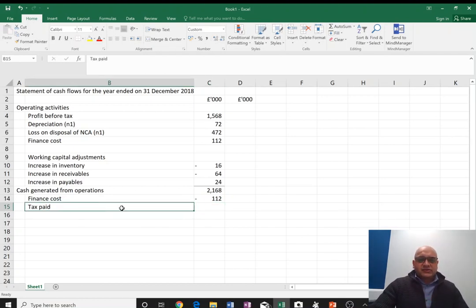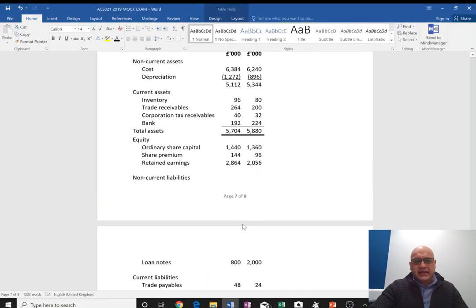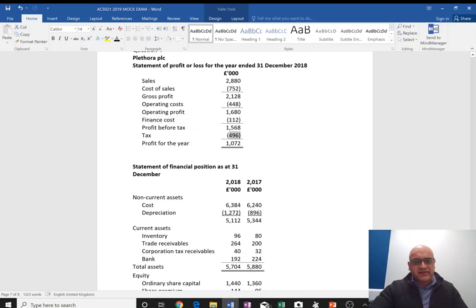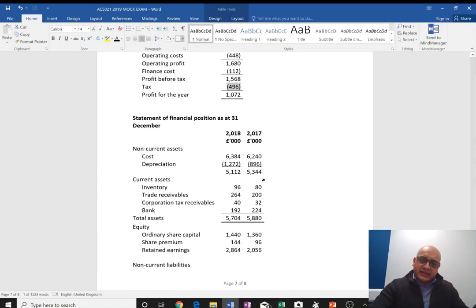Now for tax, it's going to be different, okay? Because what we have for tax is some opening and closing balances. So we know that in the income statement we have charged 196. It's hardly the case when whatever you charge in the accounts is what you pay, and plus you pay immediately. So you pay later in the future.